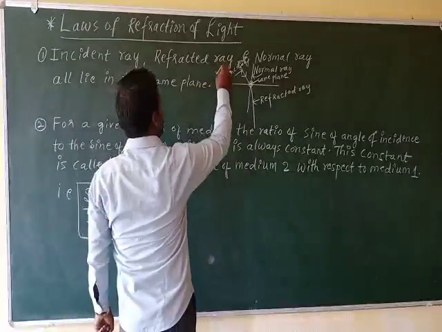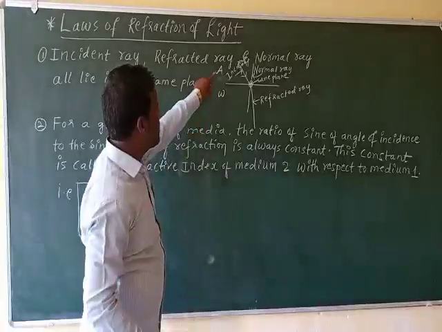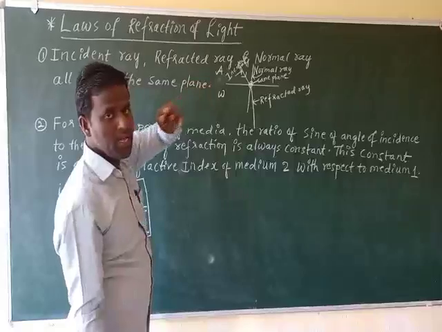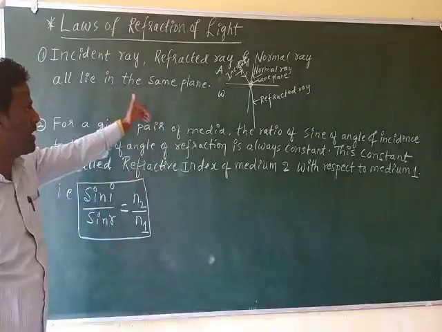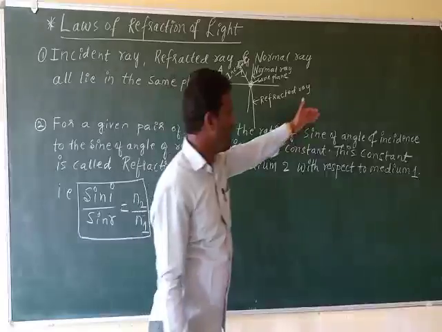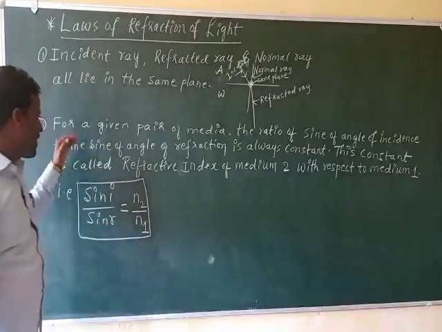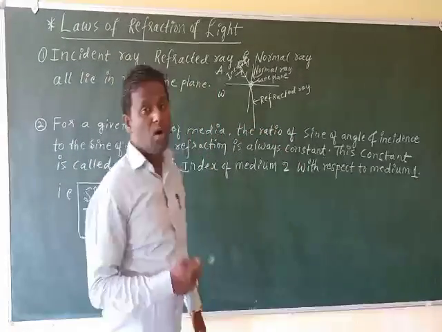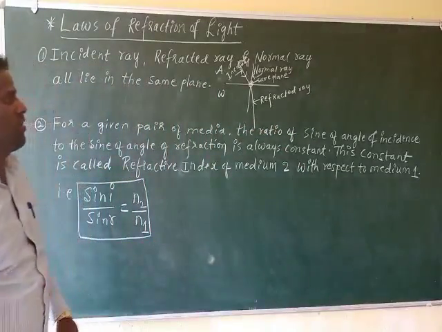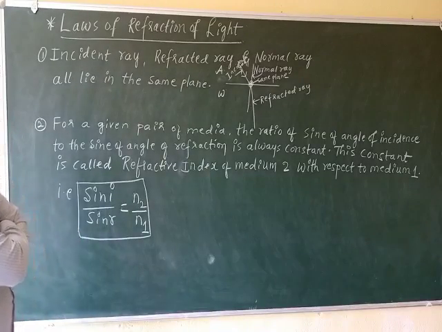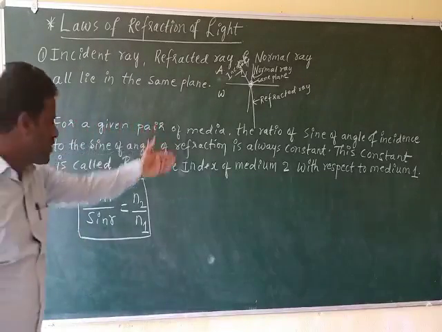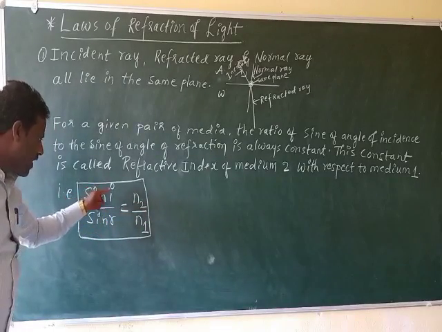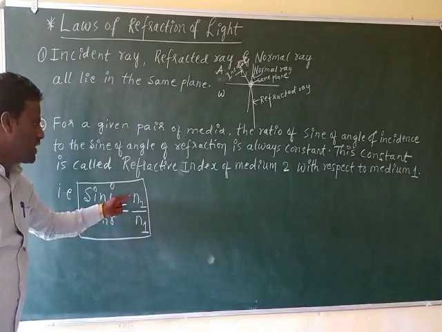Here, say this is air medium, this is water medium. So these are the pair of medium. We call two media a pair of medium. For a given pair of media, the ratio of sine of angle of incidence to the sine of angle of refraction is always constant. The ratio of sine of angle of incidence to the sine of angle of refraction is always constant. Ratio means divide. Sin of i by sin of r equals a constant.